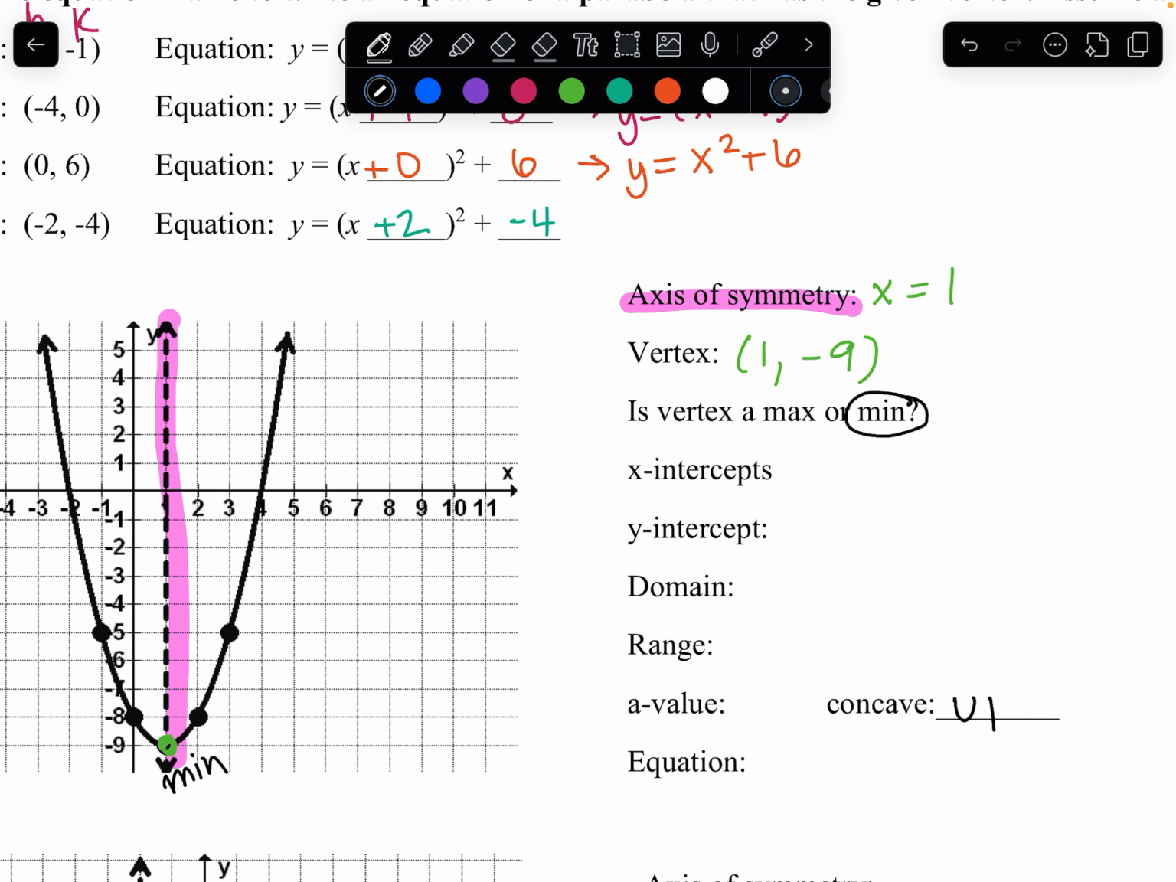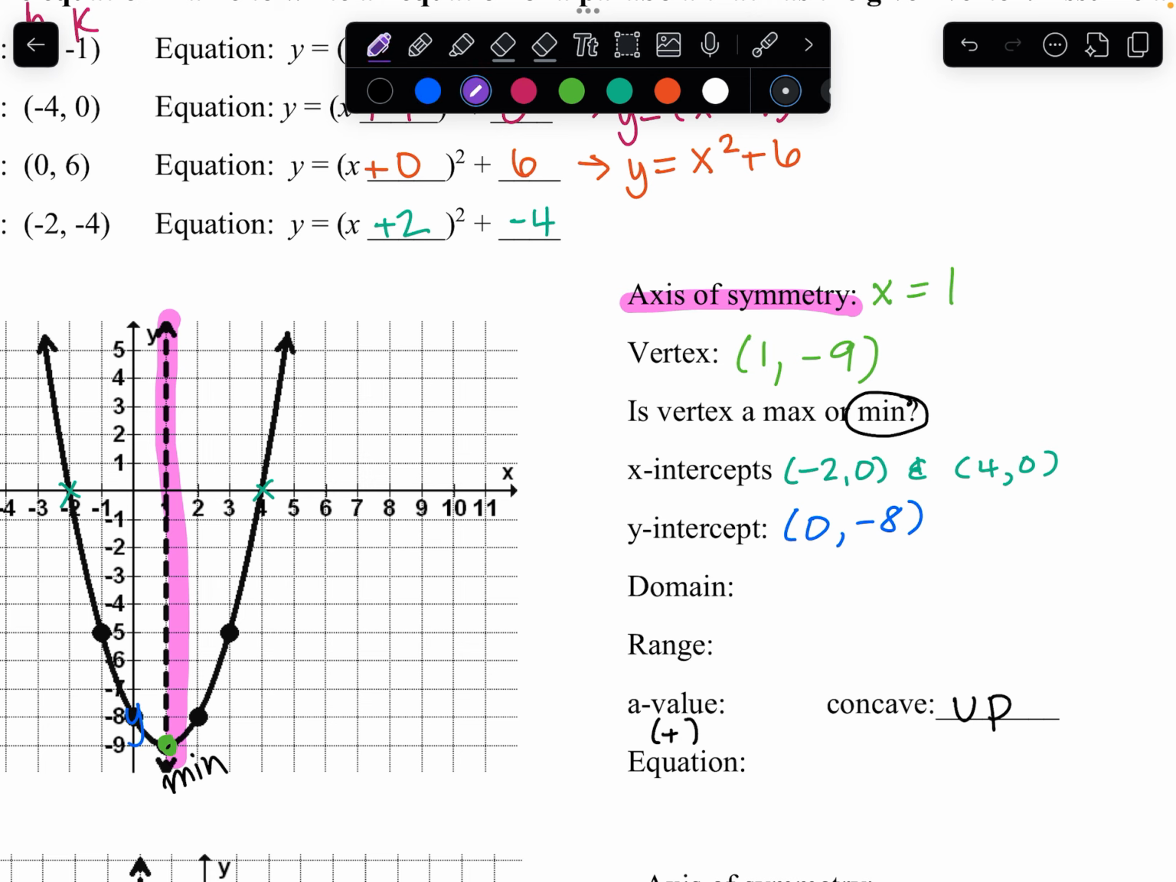So what that means is our graph is going to be concave up and our A value is going to be positive. From here, our x-intercepts are going to be negative 2, comma 0 and 4, comma 0. That's where we cross the x-axis. And our y-intercept is where we cross the y-axis, which is going to be 0, comma, negative 8.